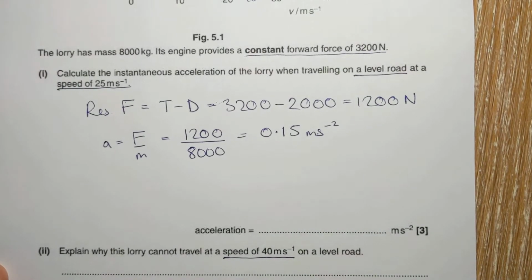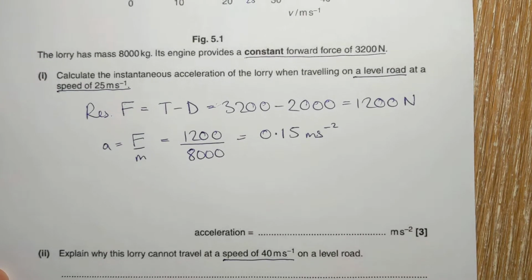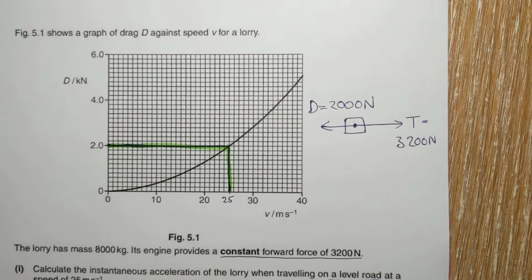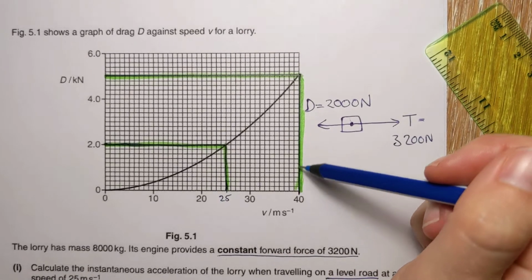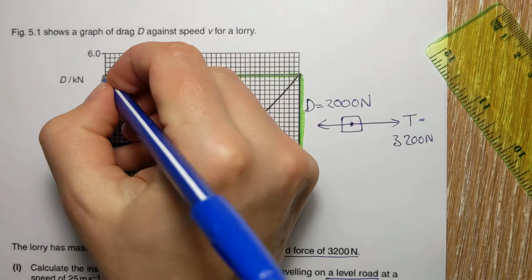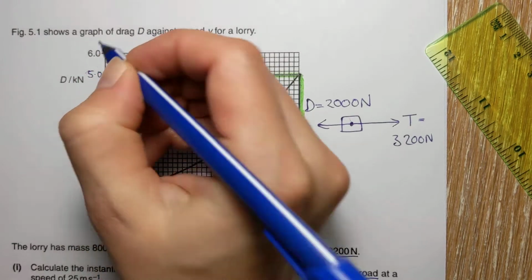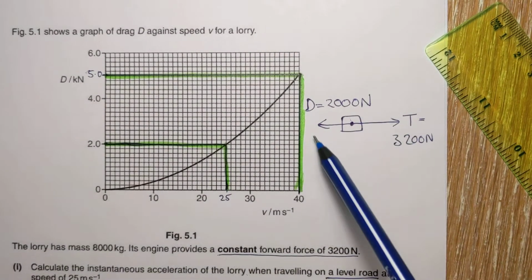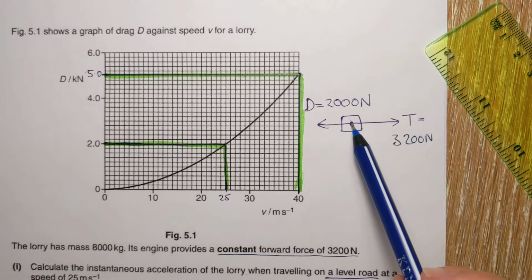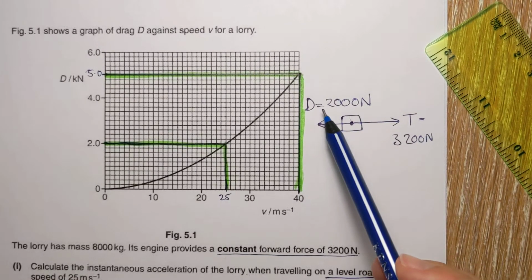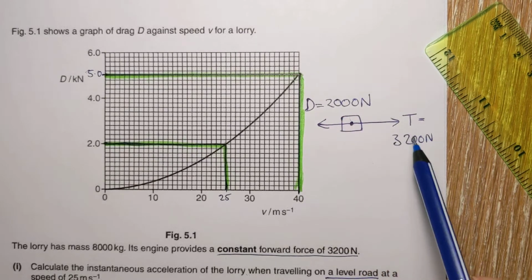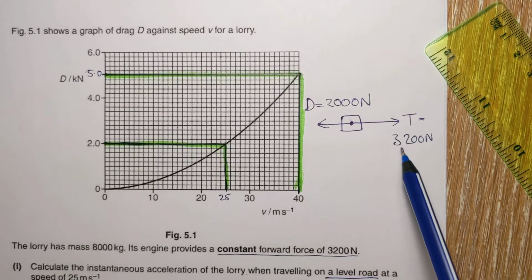So the lorry cannot travel at 40 meters per second. So why not? Let's go back to the graph. Because if the lorry was travelling at 40 meters per second, then the drag force on it would be 5,000 newtons. Now, looking back at our force diagram, as the lorry gets faster and faster, the drag force will get bigger and bigger. But once this drag force reaches the same size as the thrust, then the acceleration will have reached zero. This is essentially a terminal velocity question.